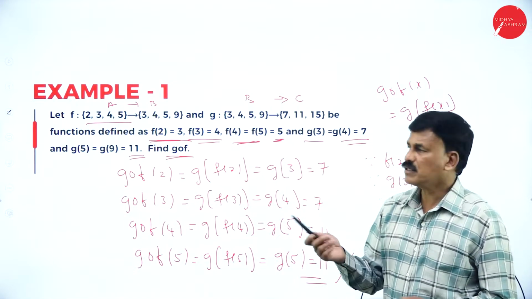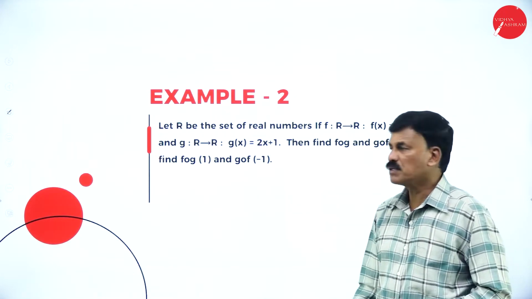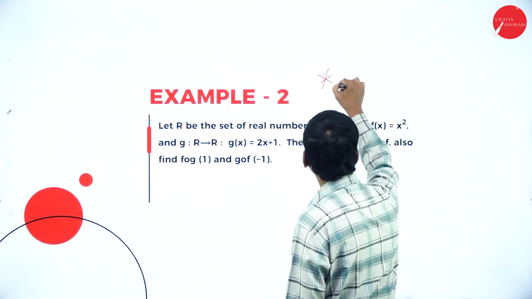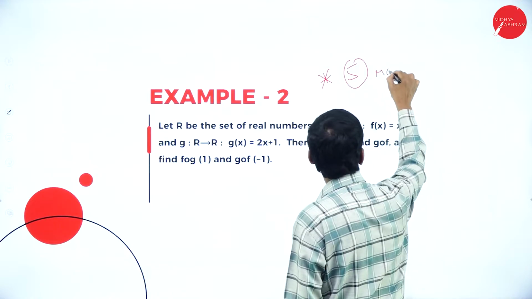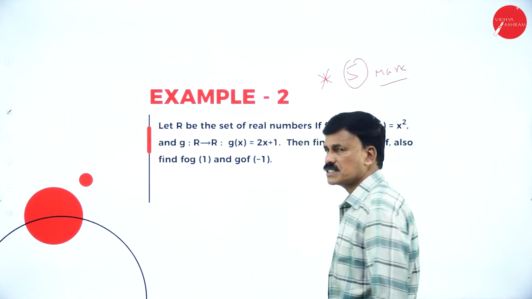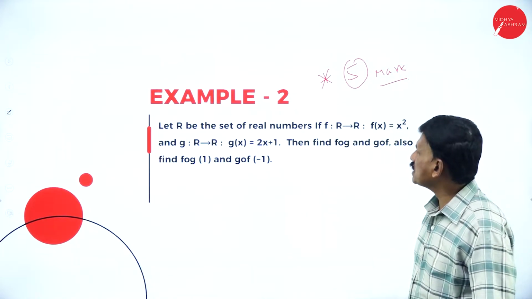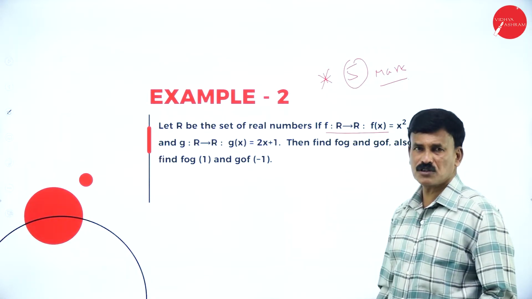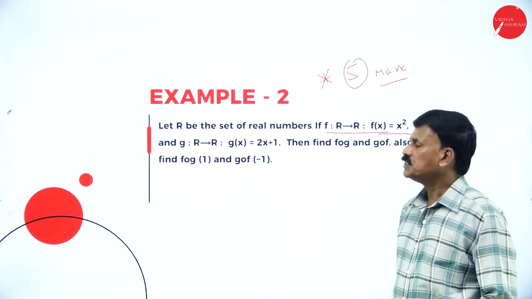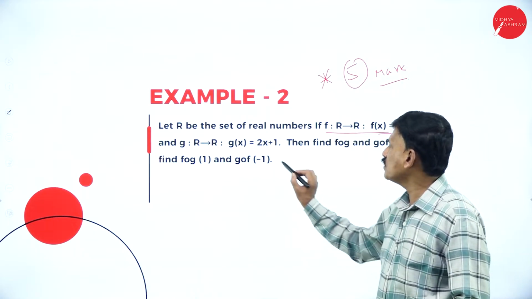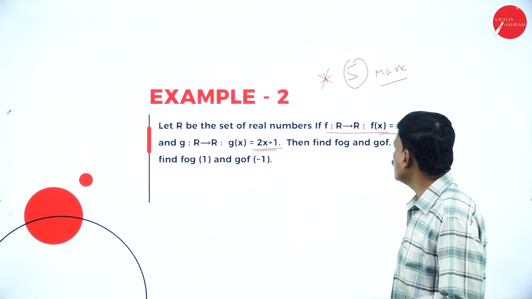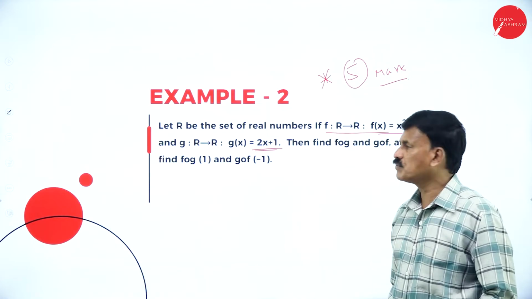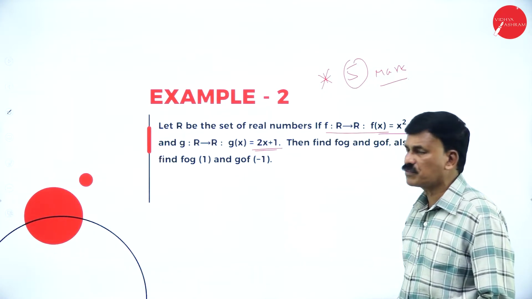That's it. Now, let us take an example. Example number 2. These types of problems are very, very important. You may expect this type of question for 5 marks, a sure question for the examination. Now, let R be the set of real numbers. If f from R to R is defined by f of x equal to x square and g from R to R is defined by g of x equal to 2x plus 1, then find f naught g and g naught f. Also find f naught g of 1 and g naught of g naught f of minus 1.